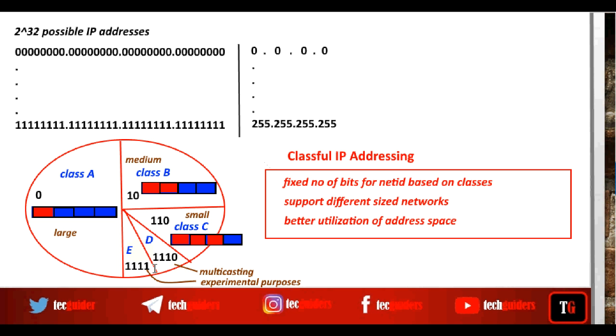So based on the leading bits, we divided the entire set of IP addresses into classes. Within each class, we are using the same fixed number of bits for network ID, but for each class it's different. As a result, we are able to support different size networks. We can support large networks, small networks, and medium-sized networks. As a result, we can have a comparatively better utilization of address space. For example, for a small network, we can supply the network address belonging to class C. As a result, the wastage of addresses can be avoided.